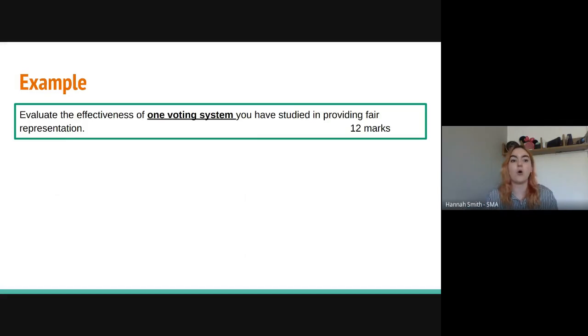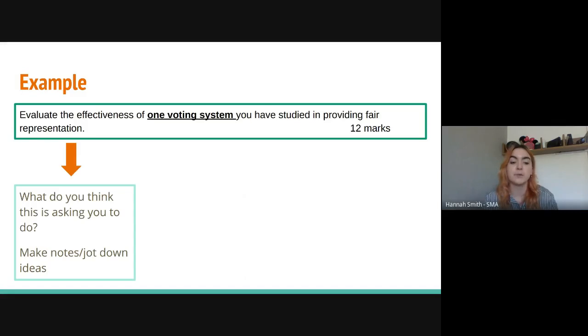This is an example of an essay question you can get at Higher. It is a past paper question from the SQA. Evaluate the effectiveness of one voting system that you have studied in providing fair representation. Again, if you are watching this video, I would suggest that you pause it and think about what's in that green box at the bottom. What do you think it's asking you to do? I am about to tell you, but I want you to break it down for yourself. What is this asking? What are you going to have to look at? Are you evaluating, analysing? What kind of words are going to come into play? Make a few notes or jot down what you think your gut instinct is you're going to have to do for that.